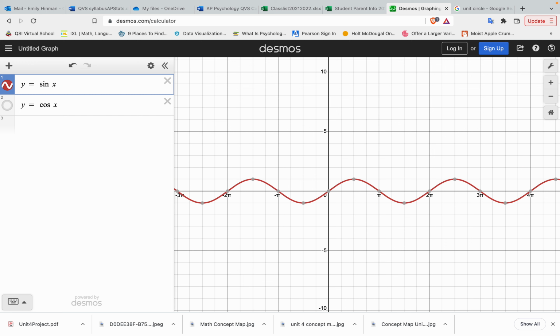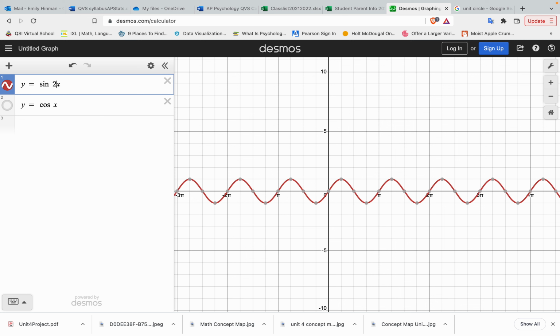All right, so what's the other thing we can do? We can put a little value in front of x here. All right, so let's say that I put 2 in front of that. And what do we see happens? The cycle, from the time it goes from a 0 back to a 0, all of a sudden, instead of that taking 2 pi, it only took pi. And that's because the period is always controlled by this value because I'm multiplying.